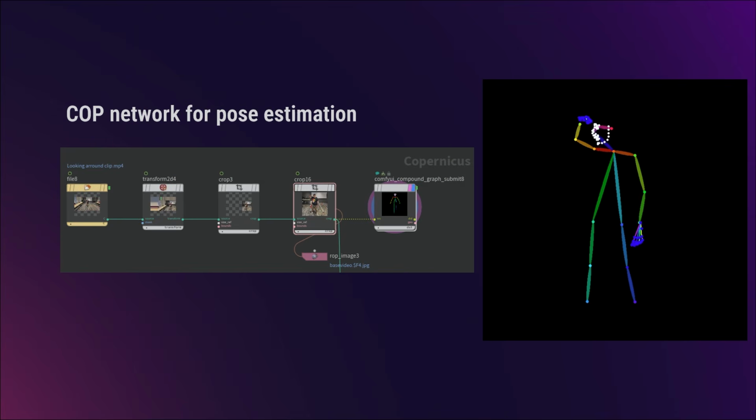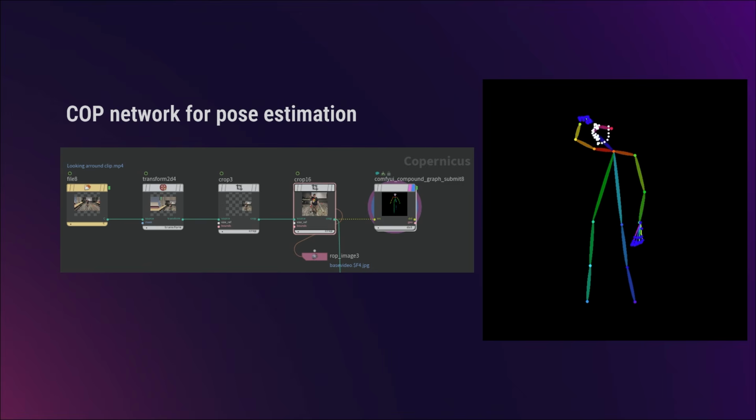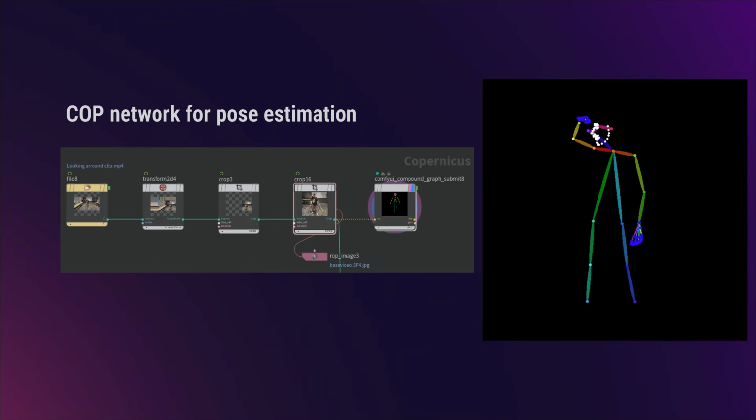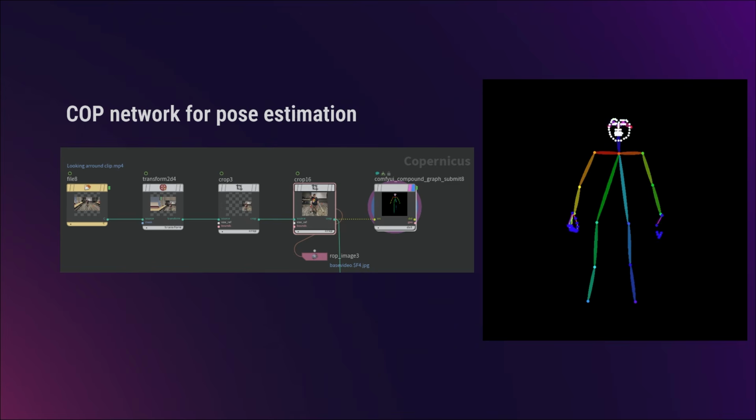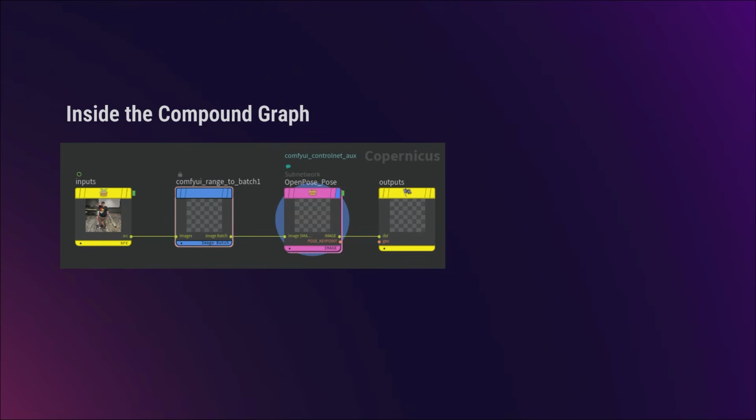This is what it looks like in Copernicus. We bring the video, we transform and crop, so we only need to analyze the actual portion where it's me, not the rest of the image. And then we have a ComfyUI Copernicus network where I'm generating the OpenPose. It's important to say that the OpenPose generates a 2D image of the skeleton, so there's no 3D there. We cannot really grab this image and move an actual skeleton. It's just 2D information. Fun.